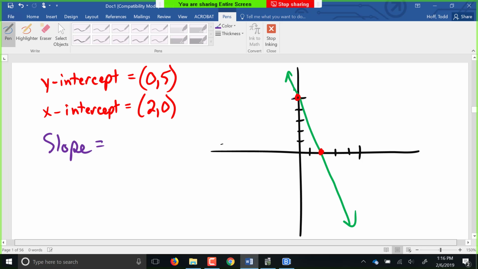As we go left to right, of course, this is our first point. Are we going up or down from there? Down. So it's going to be negative. How far? How many spots? 1, 2, 3, 4, 5. Good. Negative 5. And we're going to run how far? 1, 2. So it's negative 5 over 2. That's our slope.